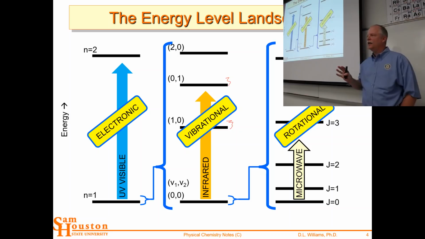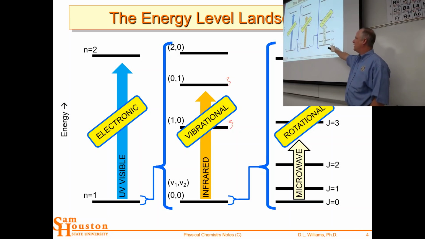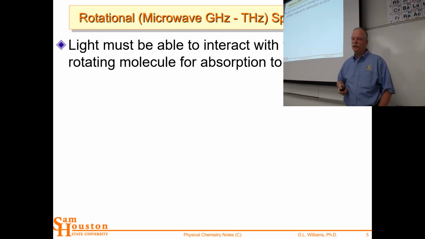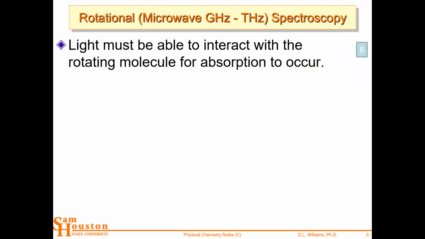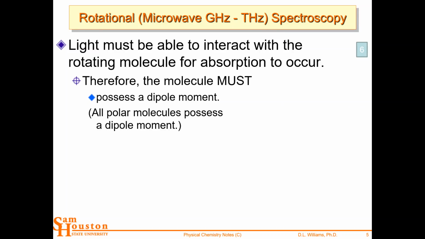Okay, so that's the energy landscape. So now this whole set of notes is right here on the right. We're dealing with the microwave region, pure rotation. And just to reiterate, light must be able to interact with the rotating molecule for absorption to occur. And so the molecule must possess a dipole moment. And all polar molecules possess a dipole moment. Now, we're not talking about polar bonds. Yeah, polar bonds possess dipole moments, but they could cancel each other out.